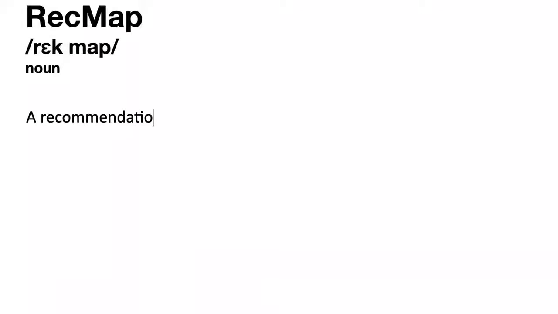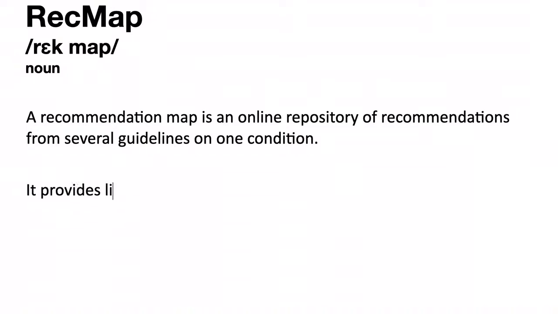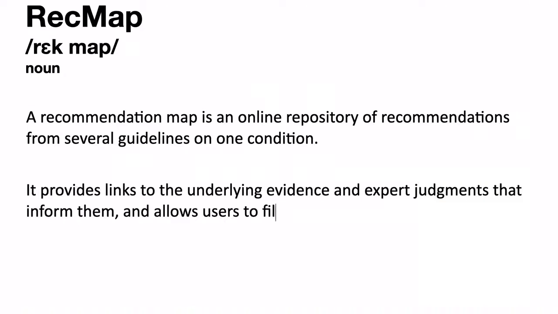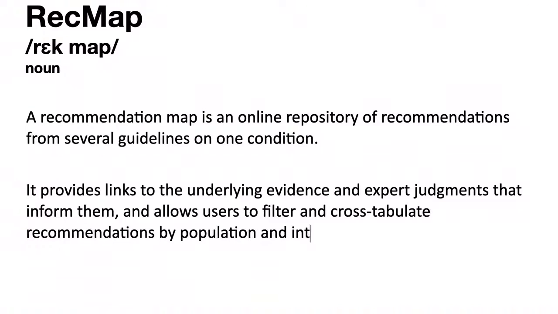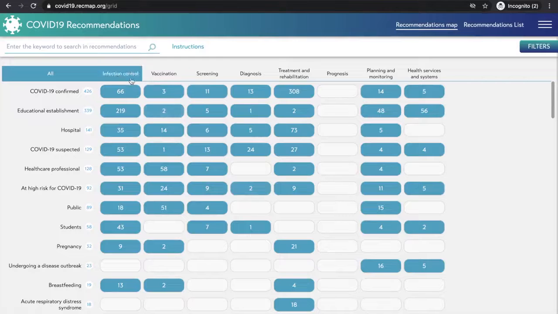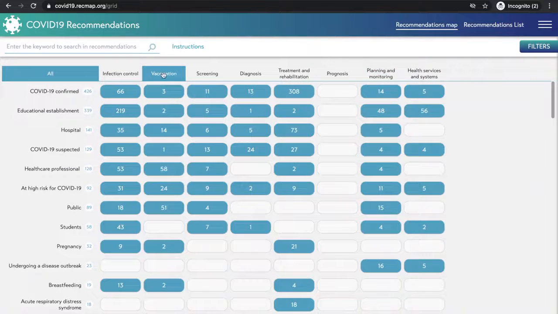A recommendation map is an online repository of recommendations from several guidelines on one condition, here COVID-19. It provides links to the underlying evidence and expert judgments that inform them, and allows users to filter and cross-tabulate recommendations by population and intervention. Interventions are featured along the top, and recommendations are listed on the side. Each bubble represents the number of recommendations you can find in each cell.